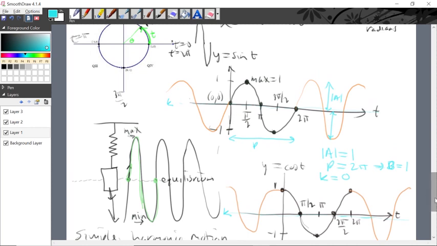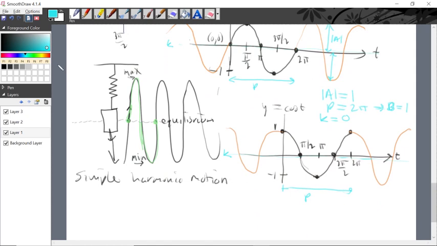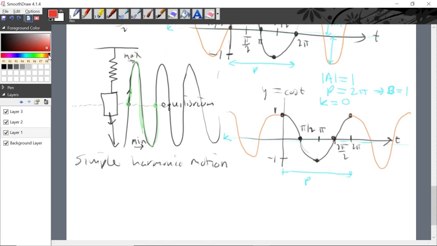But how about relative to each other? Okay, relative to each other. We'll use red. Notice y equals sine t and y equals cosine t are the same graph, but they are horizontal shifts of each other. By how much?